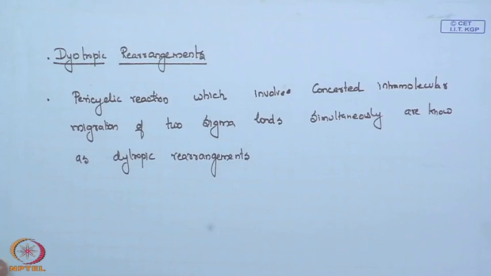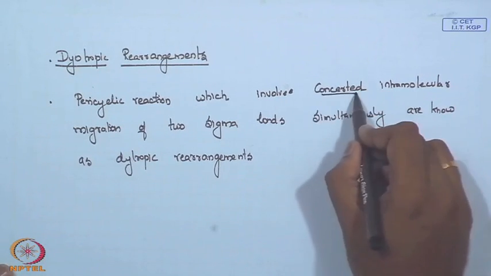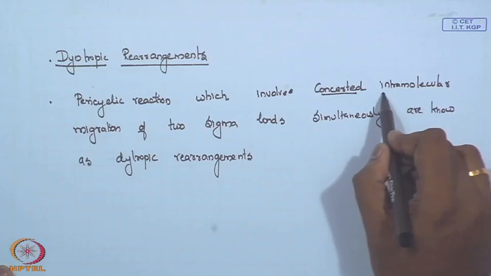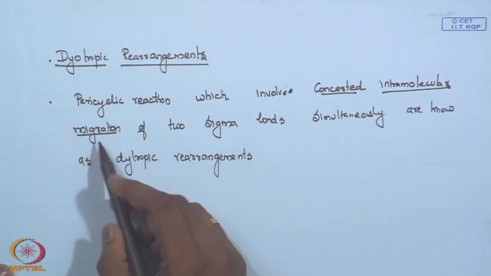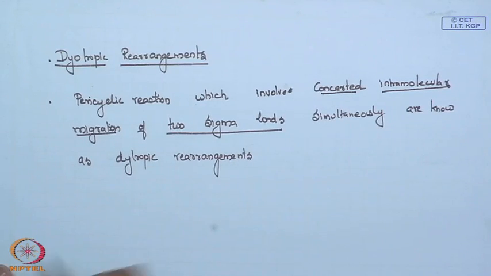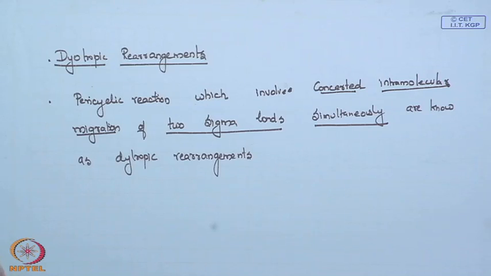So the key is that it should be a concerted process, an intramolecular migration. Important is two sigma bonds, and they should happen simultaneously. So a concerted process, intramolecular migration of two sigma bonds happening simultaneously, this type of pericyclic reaction is called a dyotropic rearrangement. Basically, dyotropic rearrangements can be classified into two types.